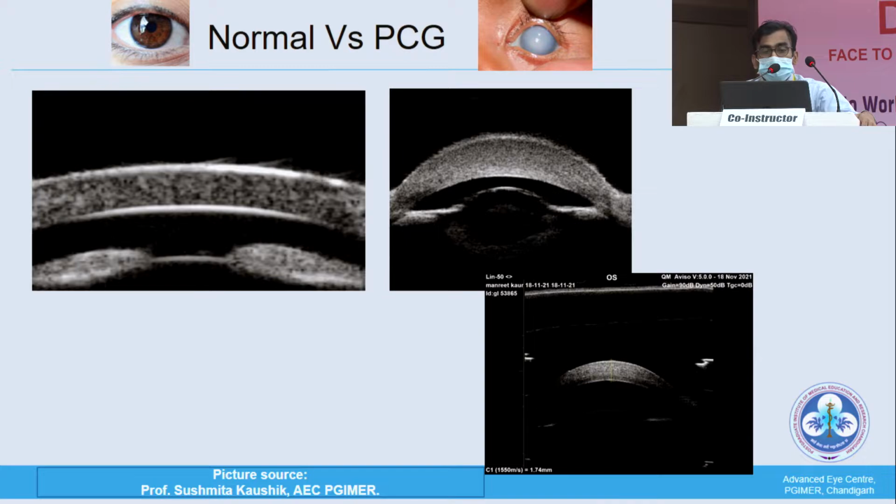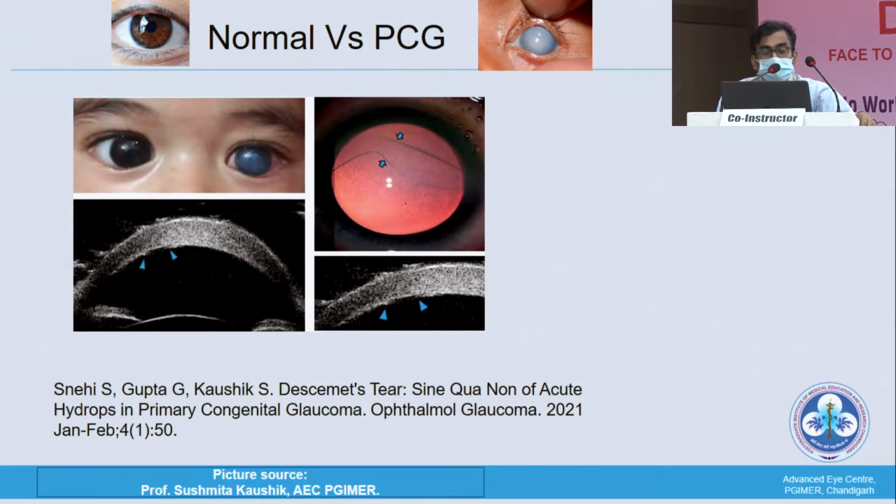So what are the changes in PCG compared to normal? In PCG, in the cornea, there will be loosening of the epithelial layer, that is less echoic, and there is corneal edema, hence there is a thickening. In the lower picture, the corneal thickness measure is more than 1500, more than 1.7 millimeter. If there is a defect, that is a Descemet tear, you can well appreciate it in the UBM. Initially, there is a defect in the Descemet layer, and the margins are delineated as excavations. So this will correspond to your Descemet tear.